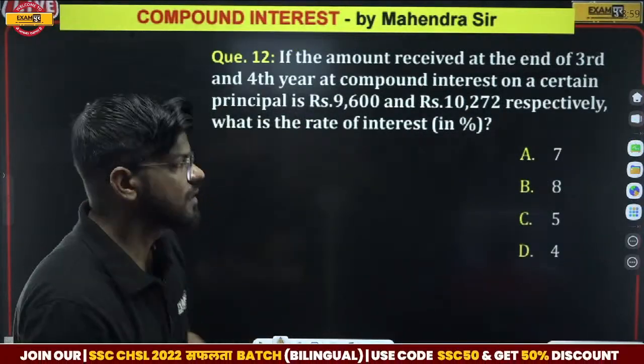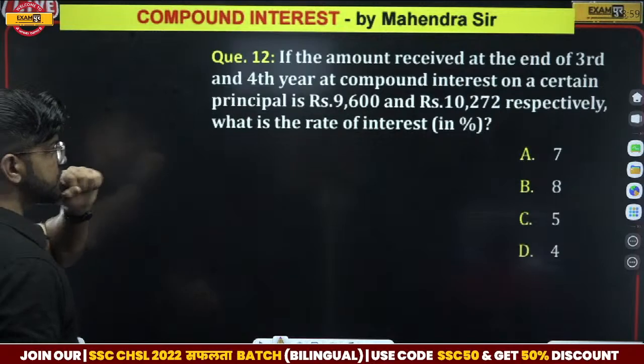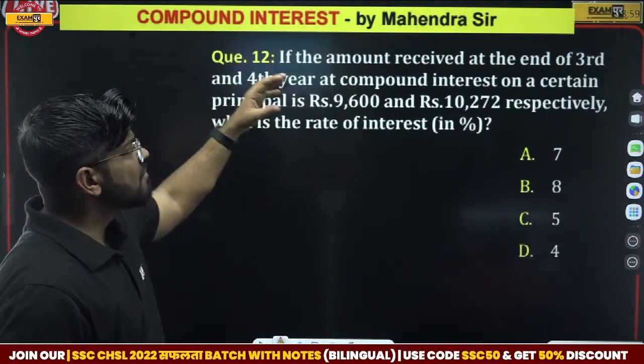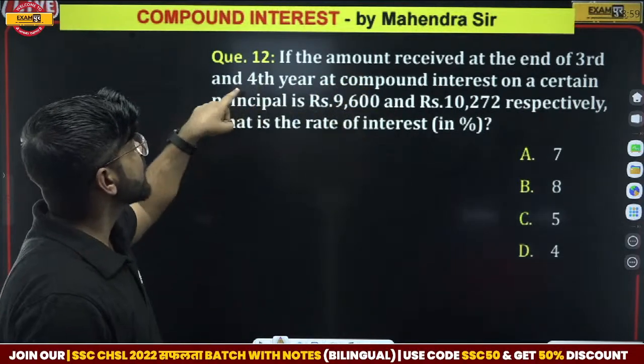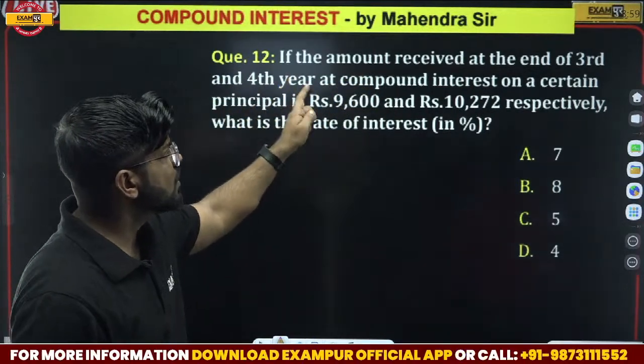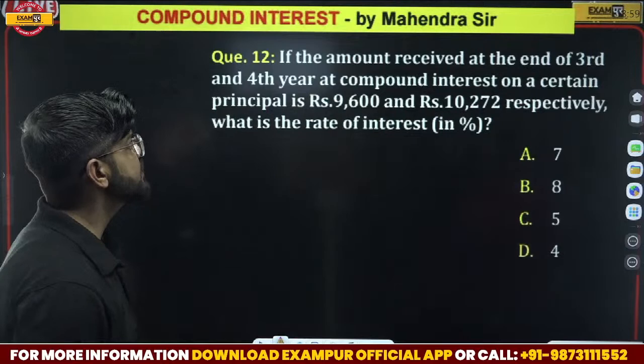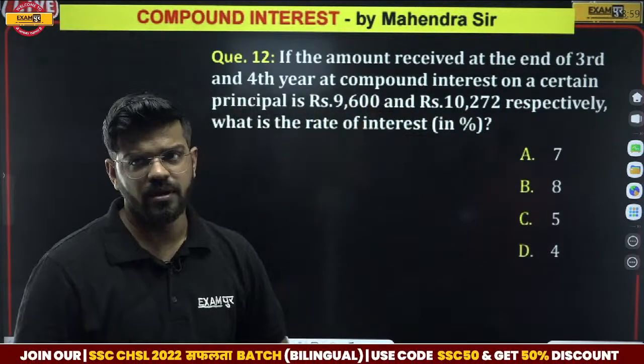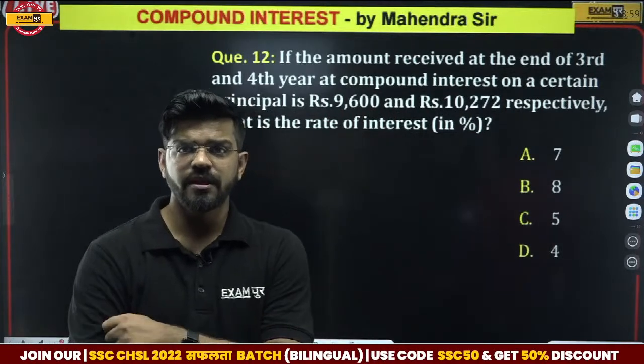Okay. Tell me the answer of this question. If the amount received at the end of 3rd and 4th year at compound interest on a certain principal is this and this. Okay. Now let me tell you one more thing.